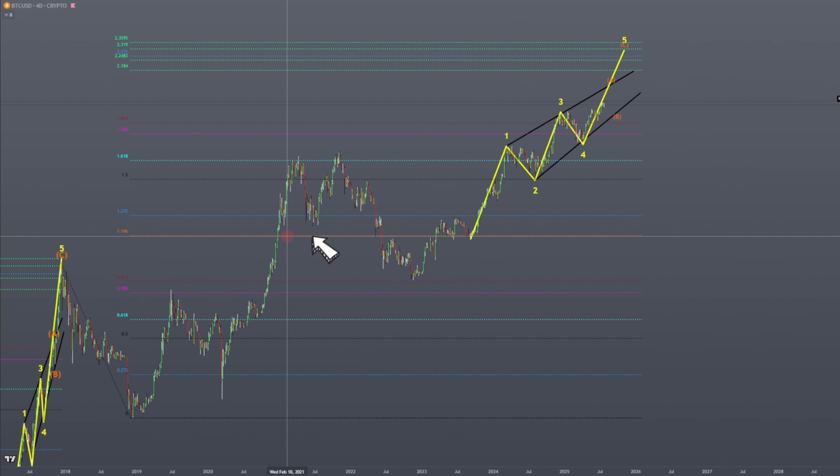Bitcoin found support along the 1.146, bounced up to proximity of the 1.618 here, moved up to around the 1.786 to 1.854 when Bitcoin hit around 112K, bobbed and weaved here, and now we're continuing to go higher. The next major areas are going to be this zone right here, which has been historically valid and accurate for the last 12 years or so, going all the way back to 2013.